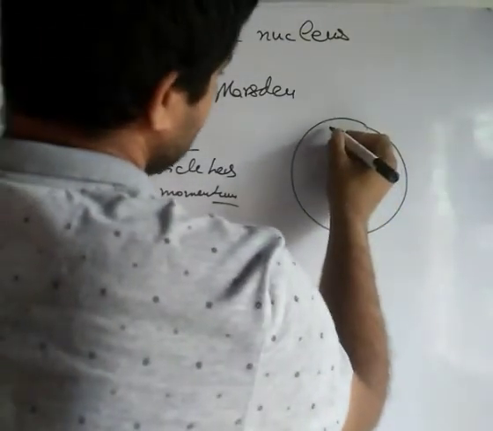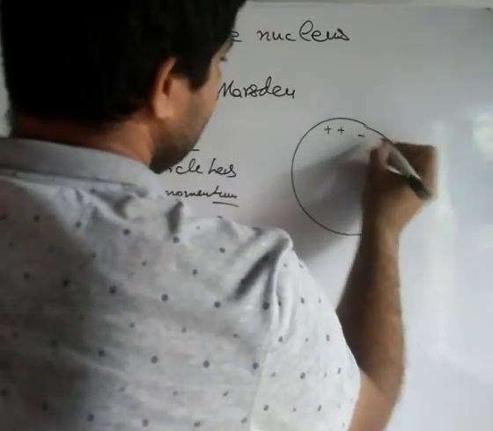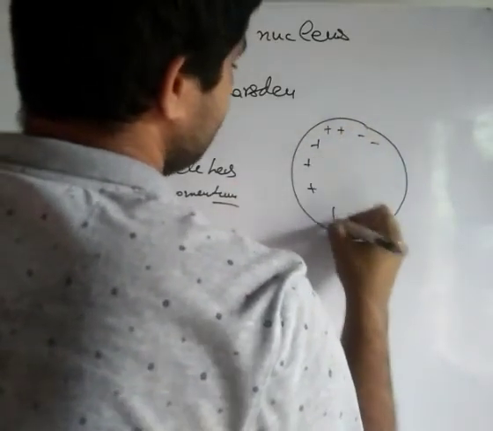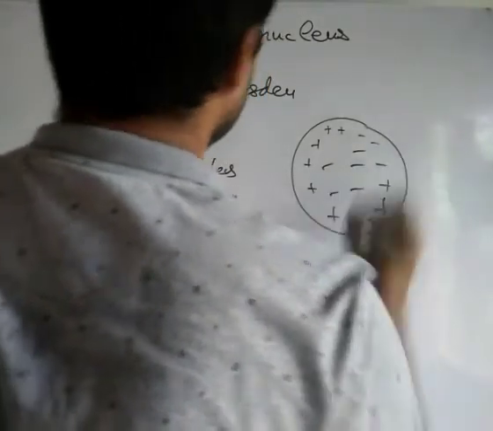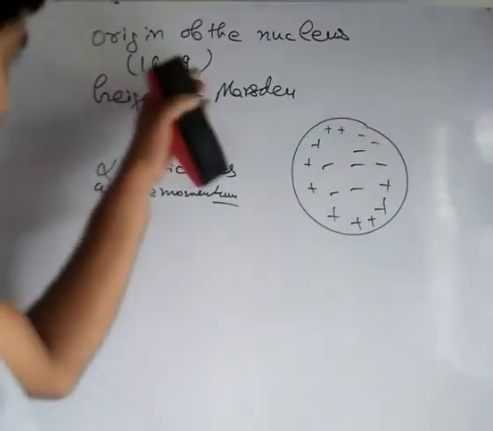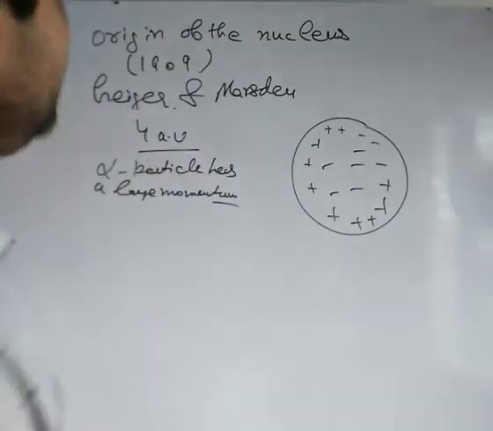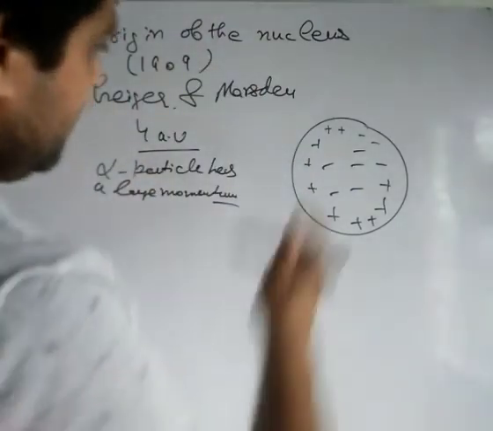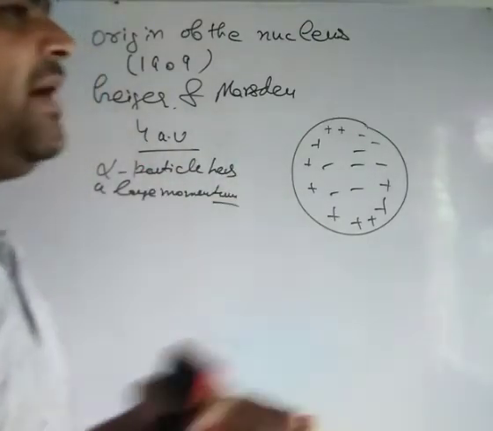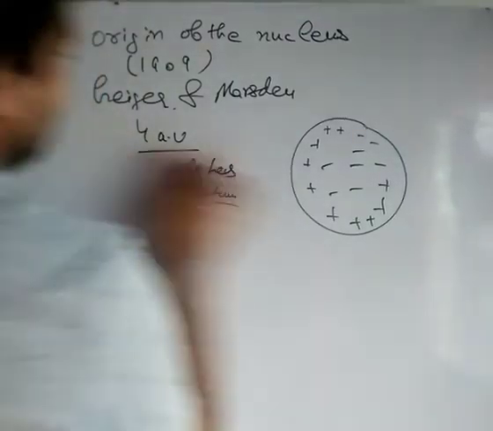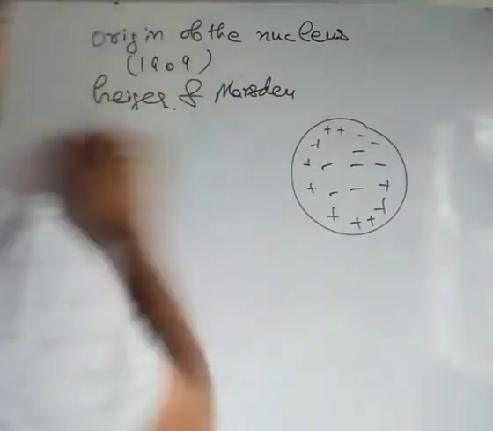Okay, so you have a positive charge and a negative charge uniformly distributed throughout the atom. This is the electron-proton model of the atom that was in practice in the year 1909. Now, basically in alpha particle scattering, the scattering was not due to mechanical force. It is basically due to electric field.